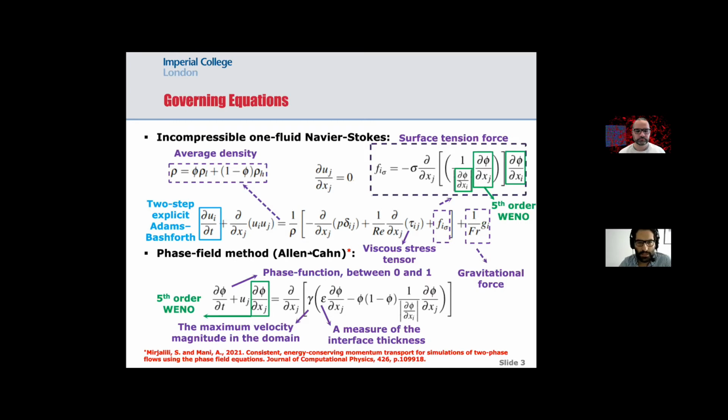Here we use the Allen-Cahn formulation, which is essentially an advection diffusion equation with a second order diffusion term, except those terms that are highlighted in green. The rest are discretized using the sixth order compact scheme. The green ones are related to the gradient of the phase function, which is not continuous, and we use a fifth order WENO scheme in order to obtain a smooth solution. And for the time, we use a two-step explicit Adams-Bashforth discretization.